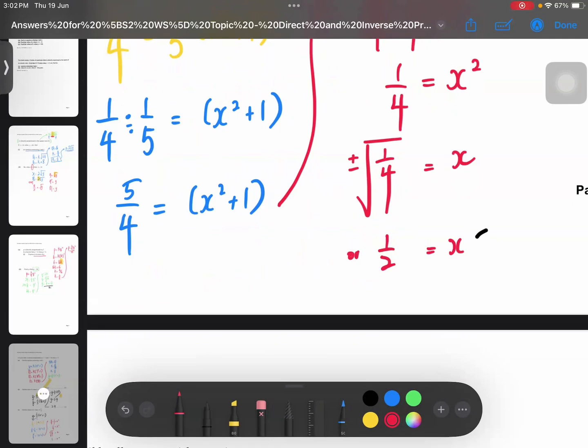Half or what? What is the other one? If you were to put minus, punch in your calculator, when you do negative 1 over 4 square root, you get negative half as well. Can you understand? Okay, and that's your answer for this question.